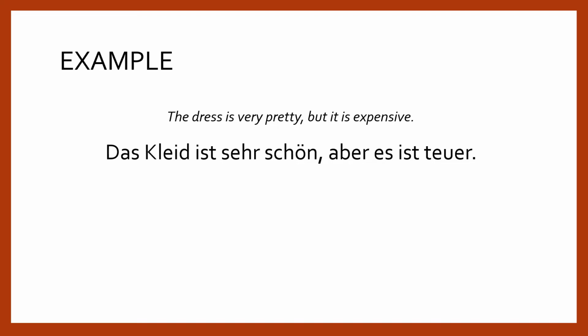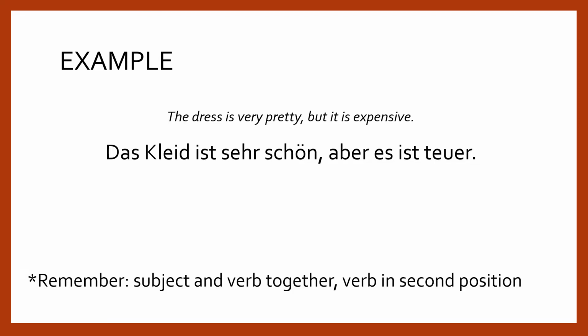We have das Kleid ist sehr schön, aber es ist teuer. So remember, just as in normal sentence structure, we have subject and verb together, and the verb is in that second position. So das Kleid is our subject, ist is the verb, and they are together, and that verb is in that second position. Same in the second clause, aber es ist teuer. Es is our subject, and ist is our verb, and they are in the correct positions.